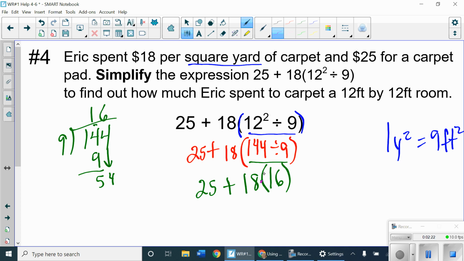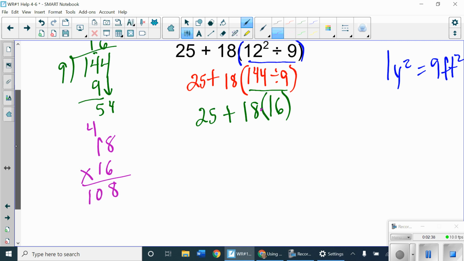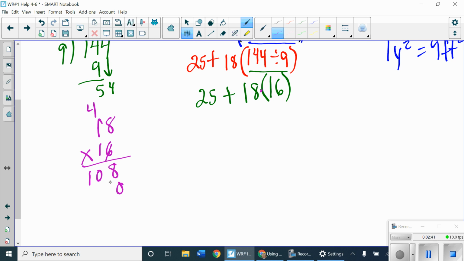So I'm going to go over to the side so I can show my work. 18 times 16. 6 times 8 is 48. Carry the 4. 1 times 6 is 6, plus 4 is 10. We're done with the 6. 1 times 8 is 8, and 1 times 1 is 1. Last step is to add our two multiplications, 88, and this is a 2. So this right here, 18 times 16 is 288.